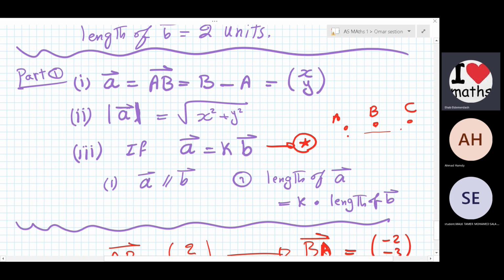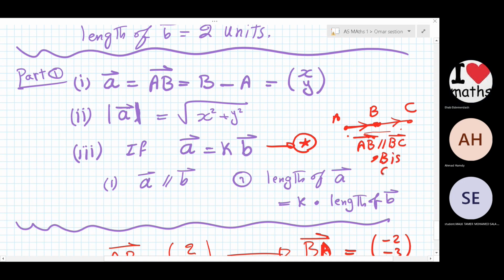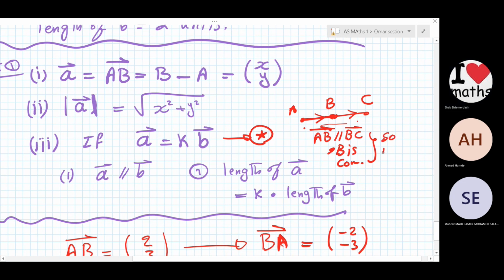If I have to prove that the 3 points are on the same straight line يا عمر, what we have to do? I have first to find the vector AB. وبعدين you can find any other vector. You can go for BC, you can go for AC, whatever you want. Let me say I will go for the vector BC. If I find that AB is parallel to BC and there is a common point, B is common, so I can say that 3 points are collinear. So A, B, and C are on the same straight line.